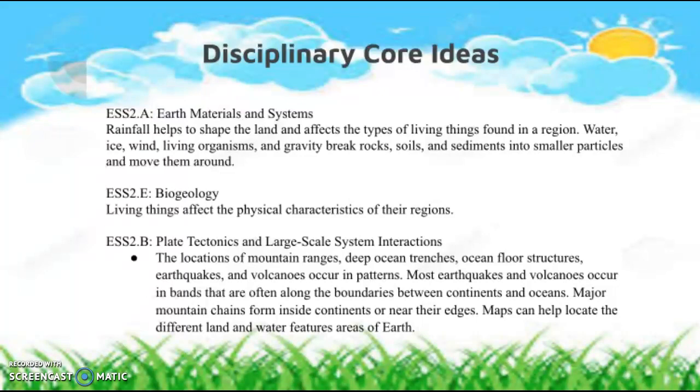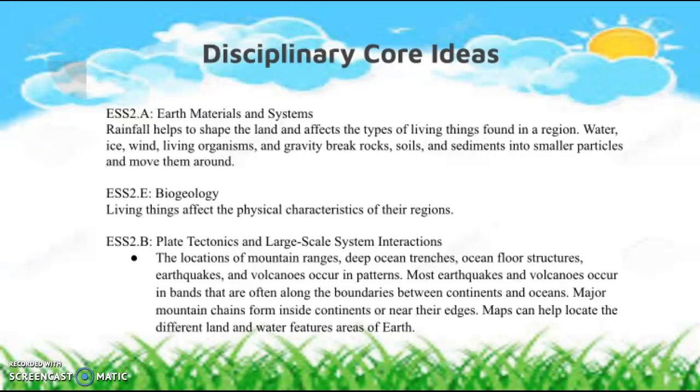ESS2B, plate tectonics and large-scale system interactions. The locations of mountain ranges, deep ocean trenches, ocean floor structures, earthquakes, and volcanoes occur in patterns. Most earthquakes and volcanoes occur in bands that are often along the boundaries between continents and oceans. Major mountain chains form inside continents or near their edges. Maps can help locate the different land and water features of Earth.